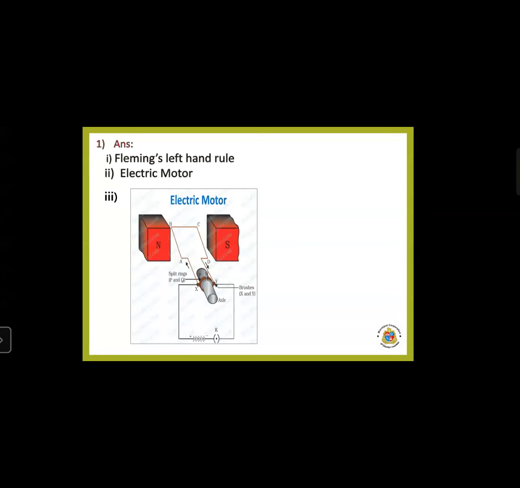So if you stretch your thumb, forefinger and middle finger in such a way that all fingers are perpendicular to each other, then the forefinger points out the direction of the magnetic field, your middle finger points the direction of current, and the thumb indicates the direction of the force on the conductor. Okay, so this paragraph indicates the rule, that is Fleming's left hand rule.